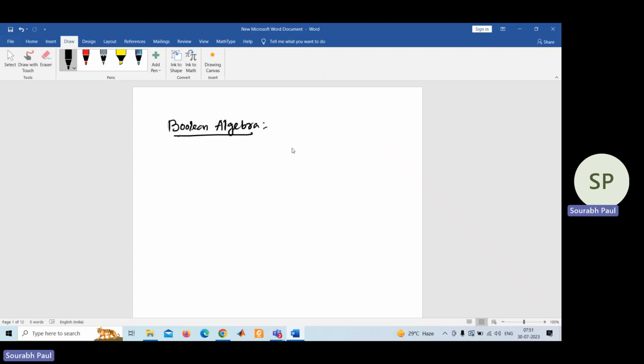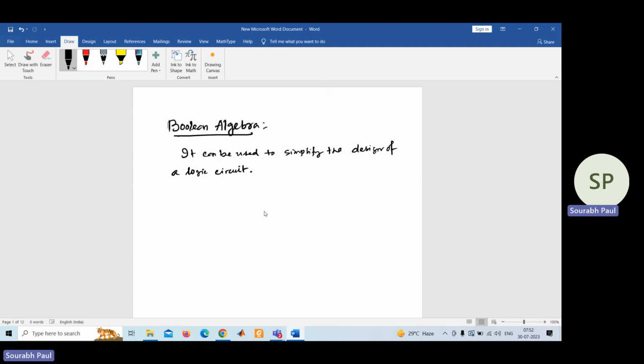Boolean algebra is basically used to simplify the design of a logic circuit. You can note it down. It can be used to simplify the design of a logic circuit.